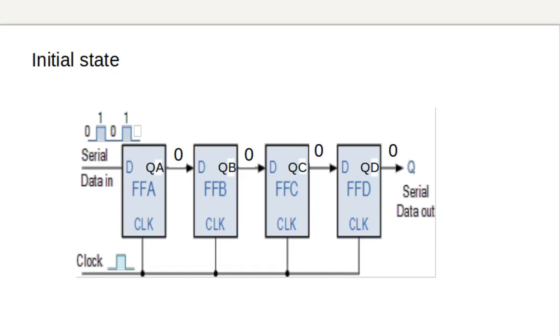So let us look at the application of the first clock pulse. So we have applied the first clock pulse. So this one, the first bit 1, which was given at the D input of the flip-flop A, so that one will be going to its output.